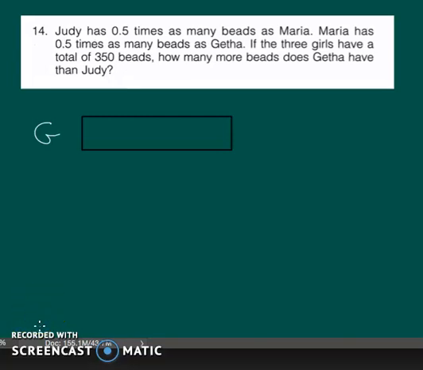Hi everyone. So let's start by looking at the number of beads that Geta has. So let's let this bar represent Geta's beads. And the reason that we're going to start with her is because we're ultimately comparing the number of beads the other two girls have to Geta's beads. So let's start with Geta's beads and let's go backwards.